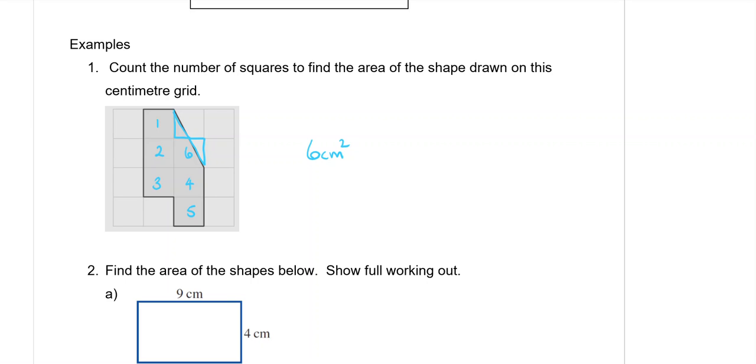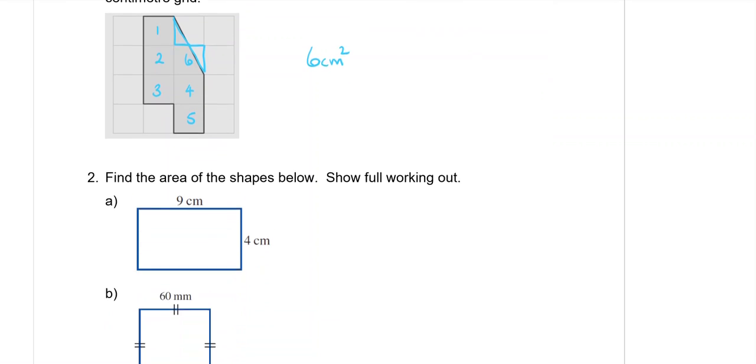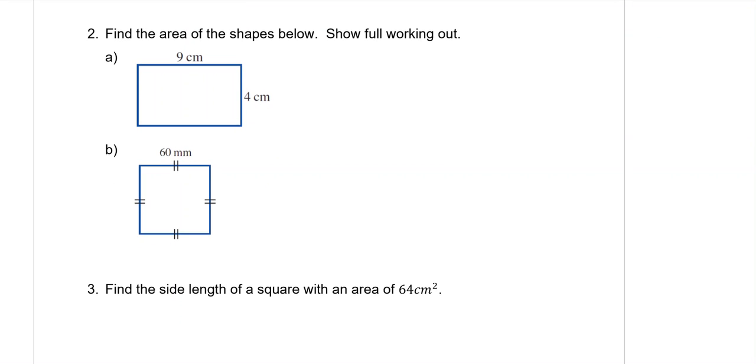However, we don't tend to count area like that anymore. We want to be able to use formulas to help us find things, so we are more interested in questions like this. So question 2 says, find the area of the shape below, show full working out. So the first thing you need to ask yourself is, what shape is it? Now we're only talking about 2 shapes. We have a rectangle and a square that we're learning about today. So the first shape, the top one, is a rectangle.